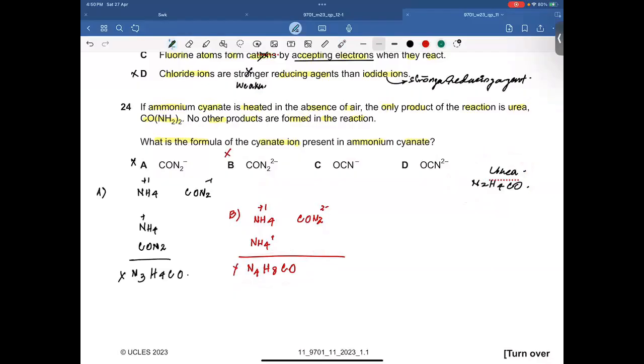Again, this is incorrect, and obviously B is also incorrect. Let's talk about C. Ammonium ion has a charge of +1. OCN minus has a charge of -1. If you cross multiply this, you will get what? How many nitrogen atoms? 2. How many hydrogen atoms? 4. 1 carbon, 1 oxygen. Now this formula and this formula are exactly the same, which means C is going to be the right answer. Okay, I hope it makes sense to you.